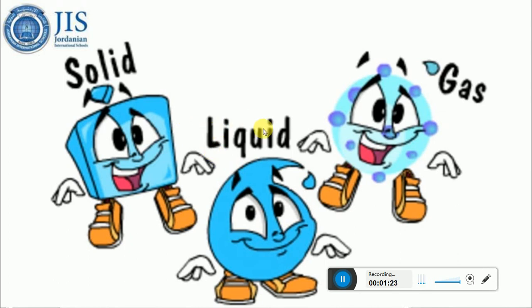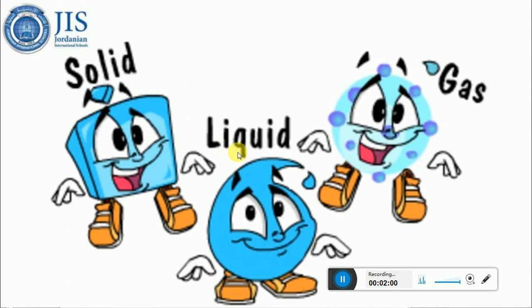Now to change back the liquid to solid, it's like putting the water in the freezer to have ice. This process is called freezing. Excellent. Freezing. So from liquid to solid, freezing, we need to take away heat. It means cooling. So by cooling, we freeze liquid to solid, and by heating, we melt solid to liquid.